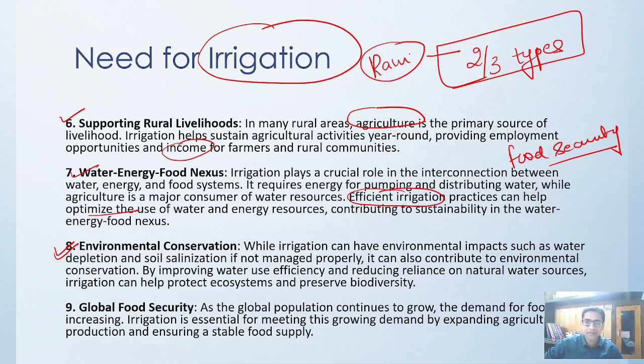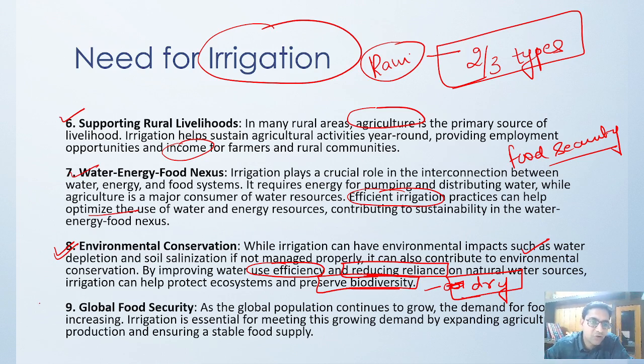it will lead to environmental conservation, because you will be efficiently utilizing the water and reducing the reliance. That is why irrigation is needed, because we have to reduce our reliance on the natural sources of water like precipitation, and with this we will be helping in saving the biodiversity. Because if the area becomes dry, automatically the biodiversity of that area will die. So irrigation is also needed in order to preserve the biodiversity.